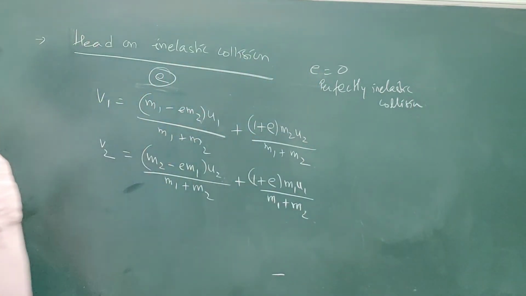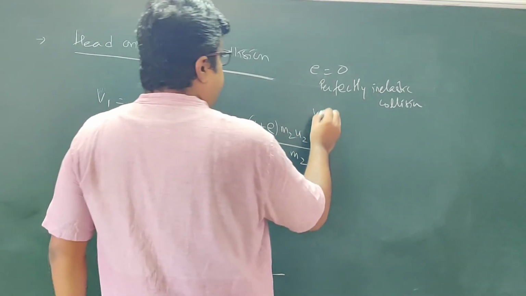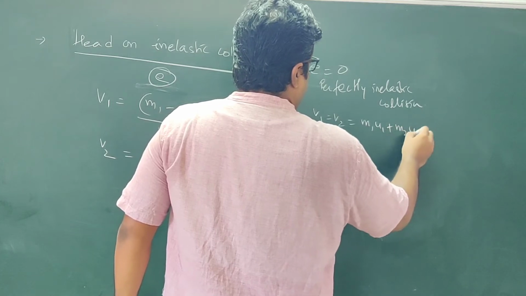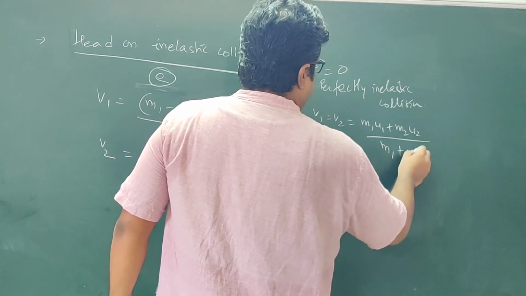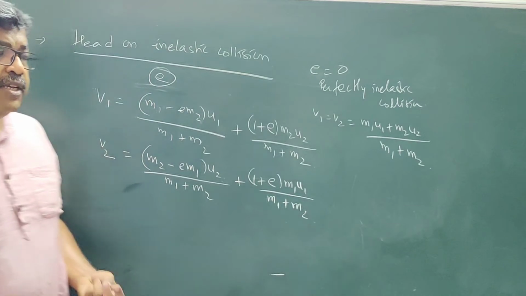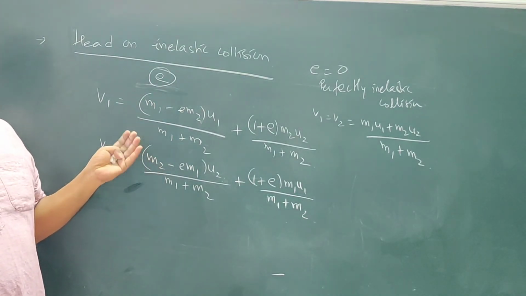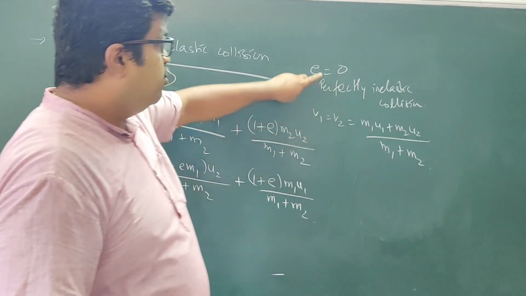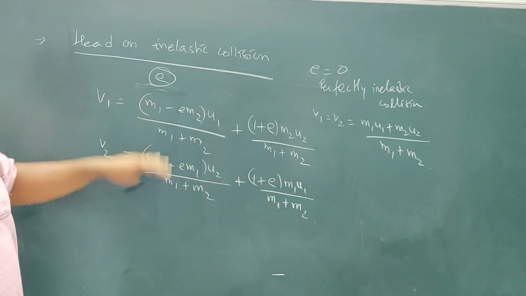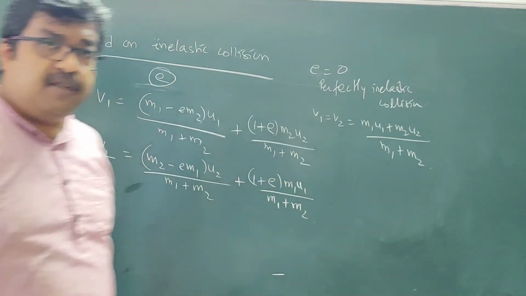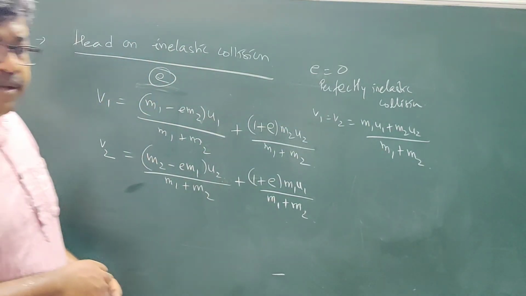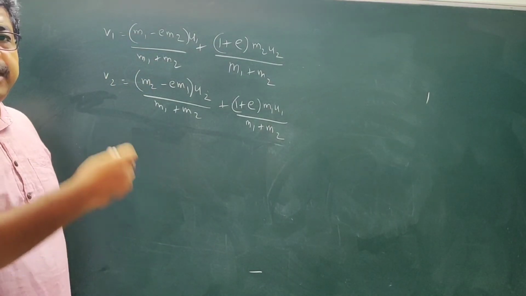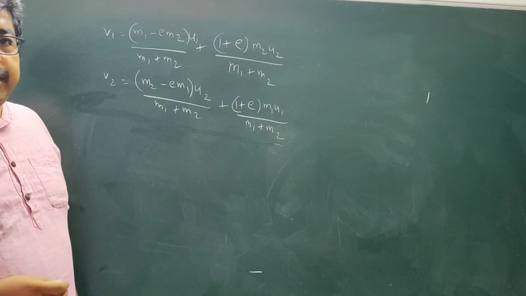If you substitute E equal to 0 here, you will get V1 equal to V2 is equal to (m1 u1 plus m2 u2) divided by (m1 plus m2). So again showing the result that the colliding bodies stick together during collision, and after collision they move with a common velocity. You can check this. If you substitute E equal to 0 in these two equations, you will get V1 equal to V2 equal to this result. You can verify it very well. This is the equation of velocity of the projectile and the target after collision for inelastic collision.